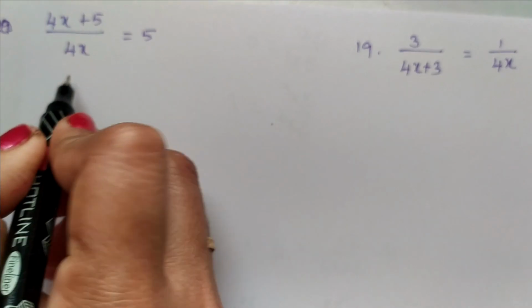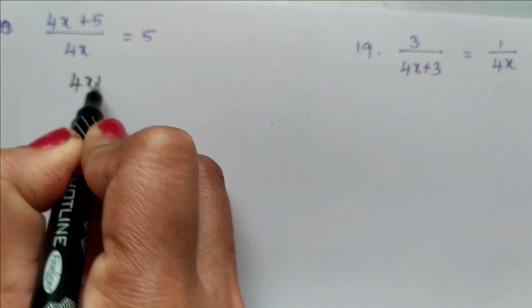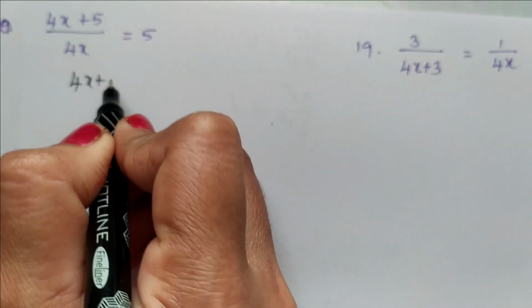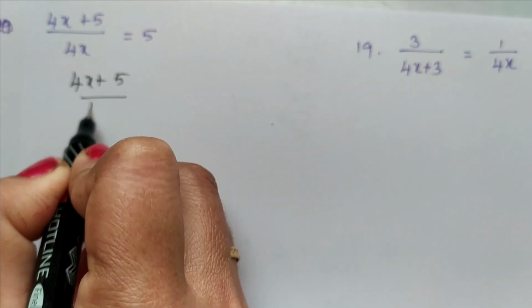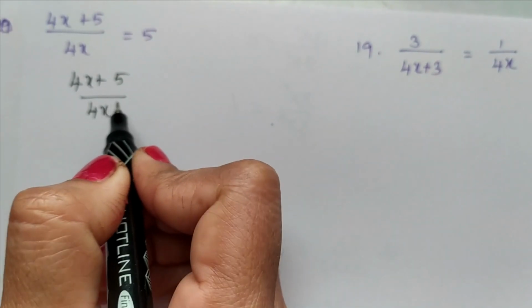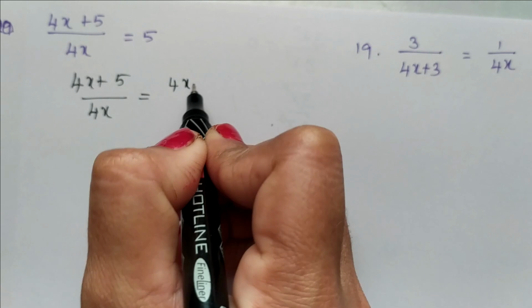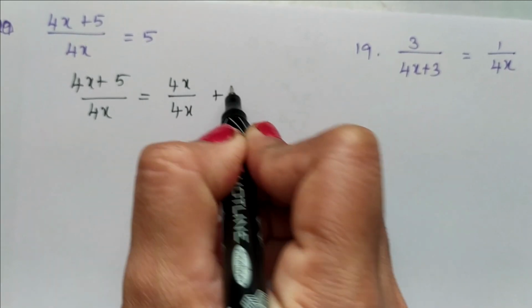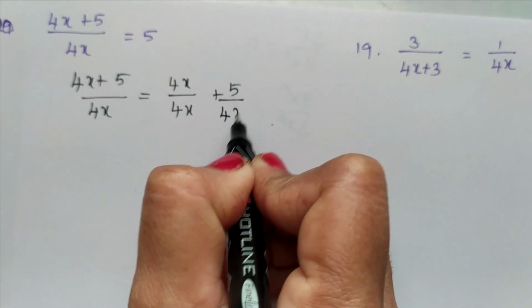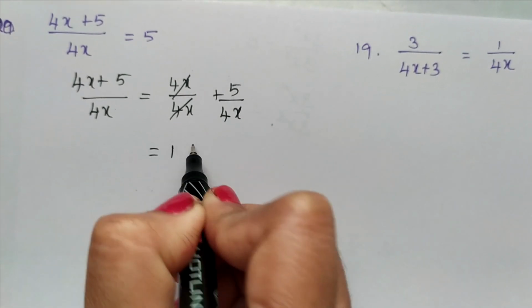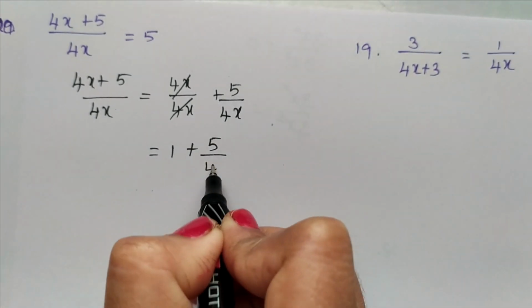4x plus 5 divided by 4x. We can write 4x by 4x plus 5 by 4x. So we can cut these two. We have 1 plus 5 by 4x.